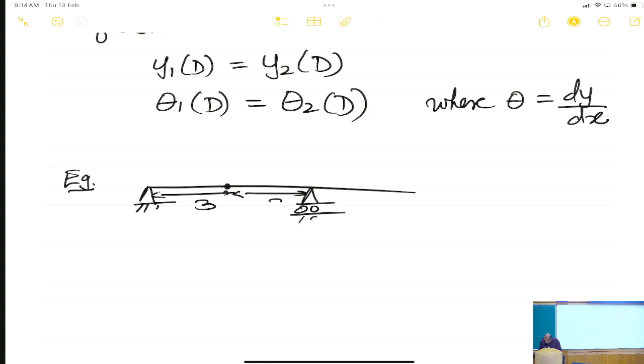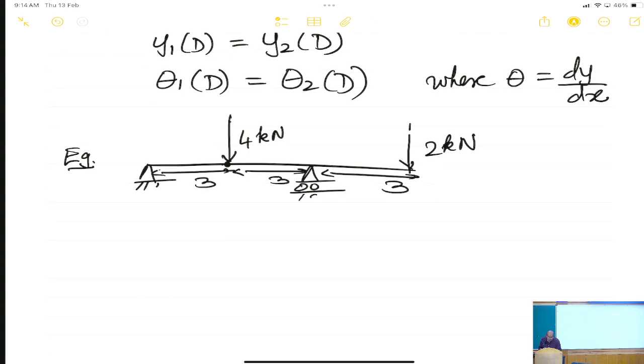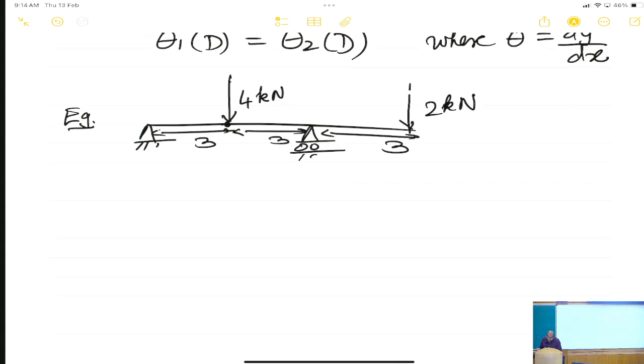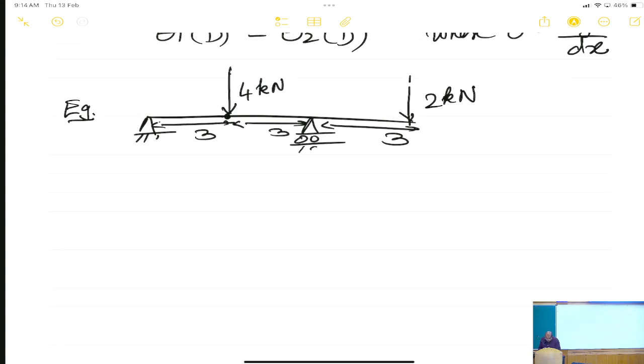A 9-meter long beam. So, we have this beam like this, and we want to find the deflected shape of this beam.